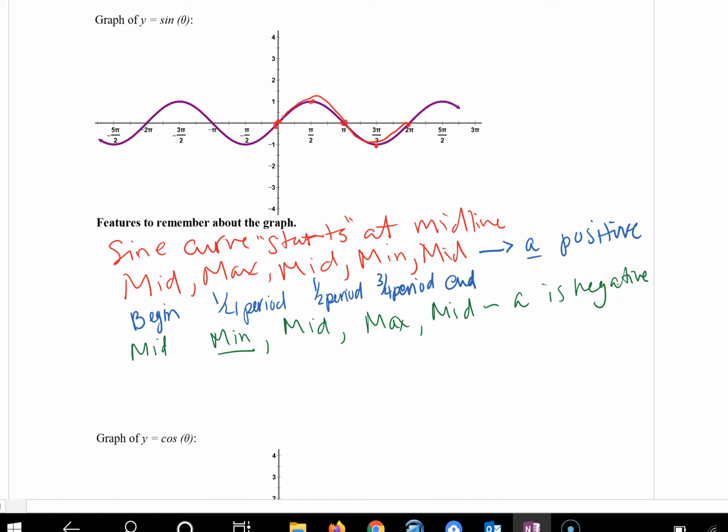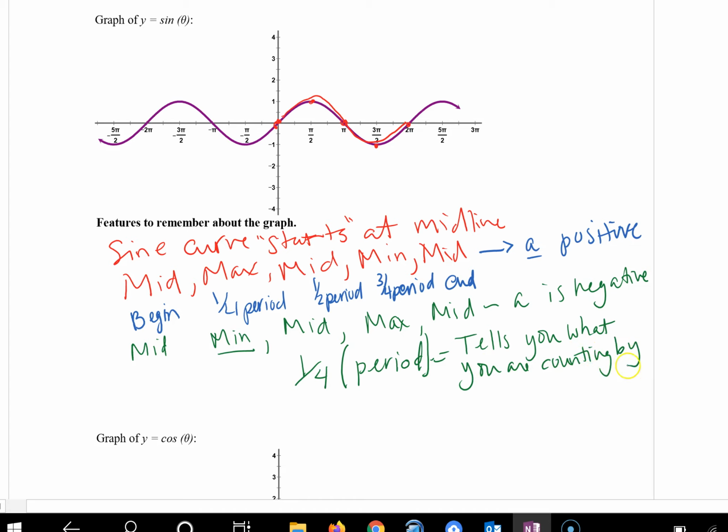Okay, so that's where we left off in class, and the other thing I mentioned is that you would calculate your tick marks on here. You would want to calculate 1/4 of the period, and that number tells you what you are counting by on the x-axis.